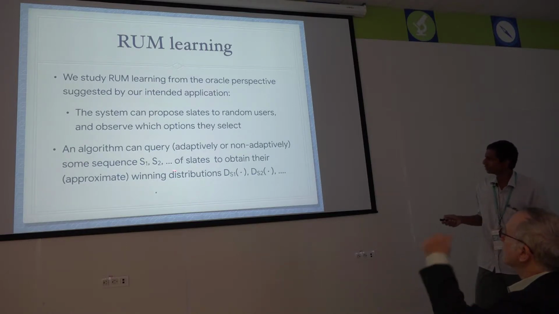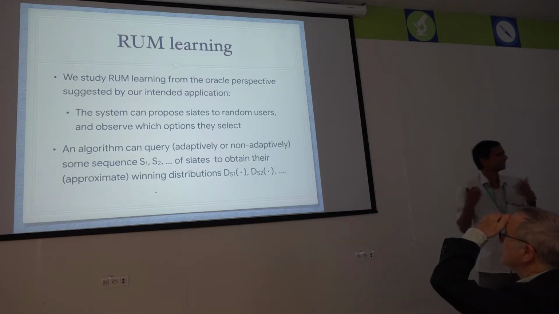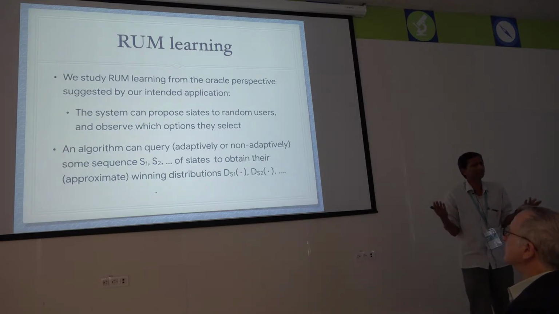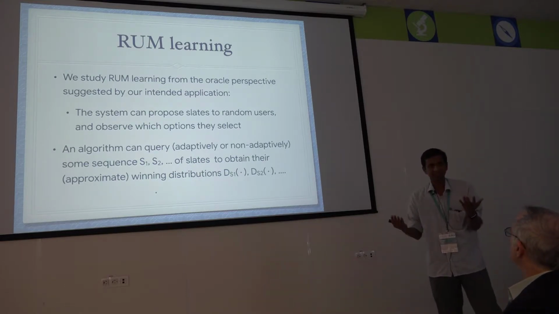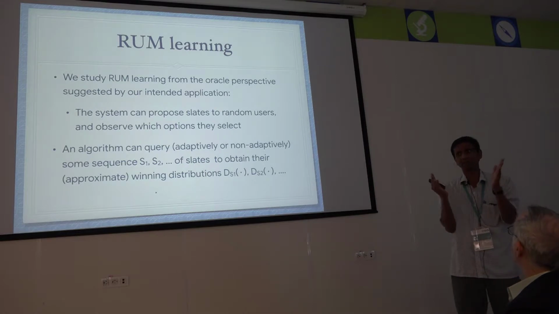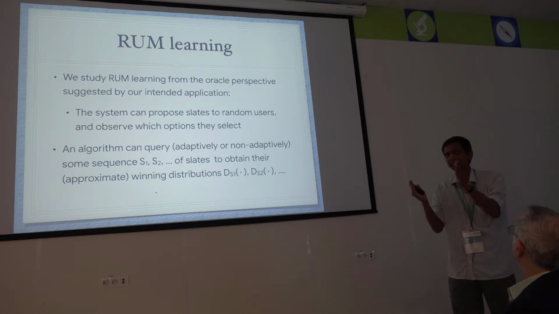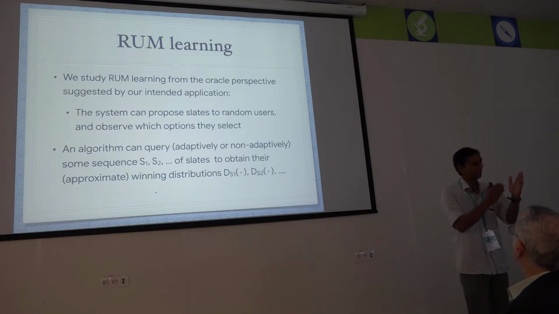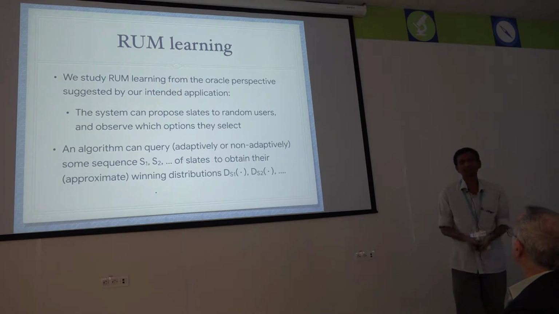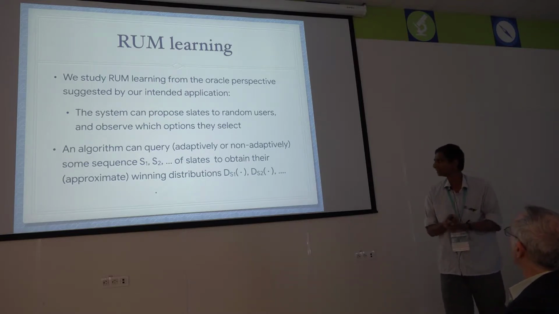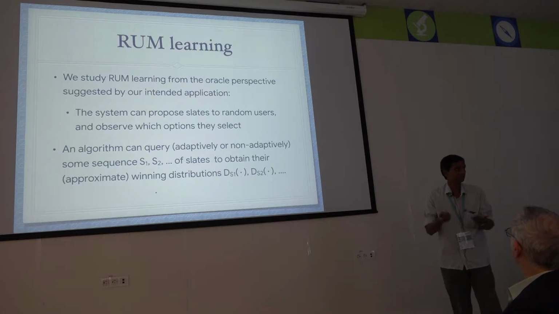And the algorithm can query the slates in an adaptive or non-adaptive manner. That doesn't matter, because you can always do experiments, right? You can say, okay, I want to know what the user behavior is on this subset, so I'll show the subset to the user and see how they react. People do that all the time, right? Like an experimental test.